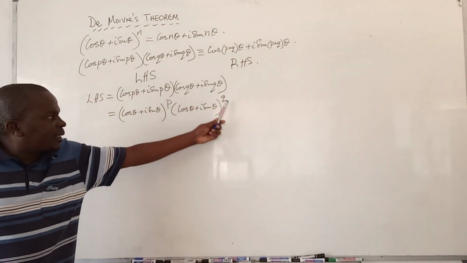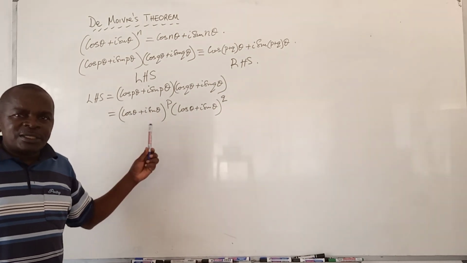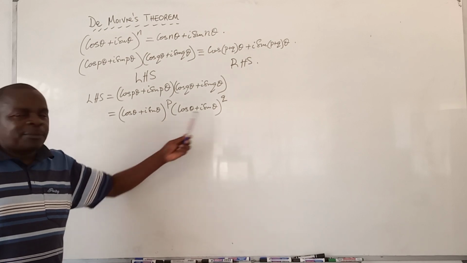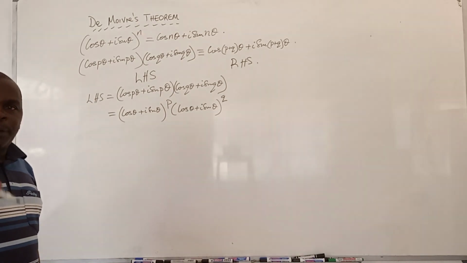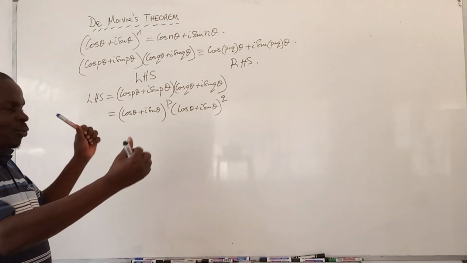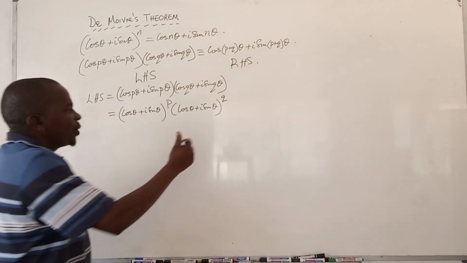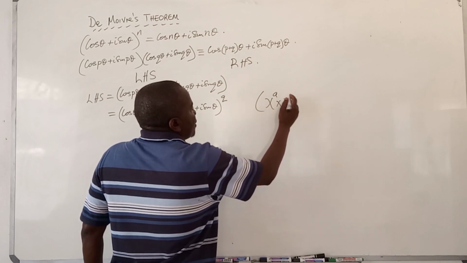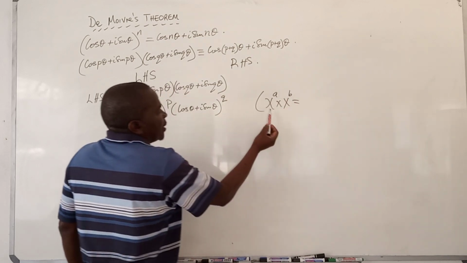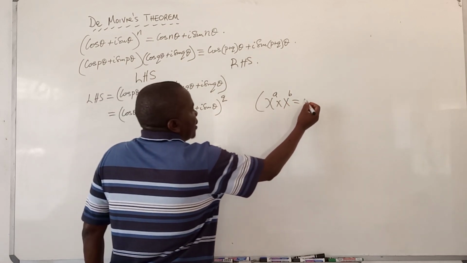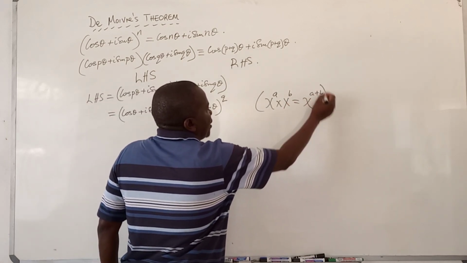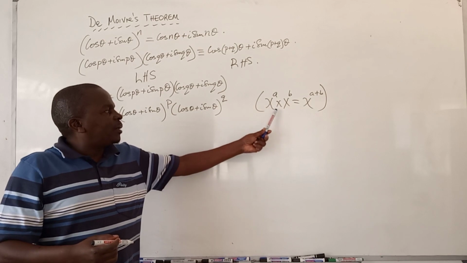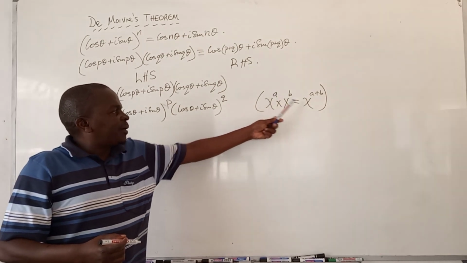Now let us closely look at this part. At this stage, you will realize that the two brackets are equal. It's cos theta plus i sine theta, and we are multiplying the two brackets. Therefore, we are going to use this rule, the laws of indices. x to the power of a times x to the power of b gives x to the power of a plus b. You add the powers, as long as these two bases are equal.